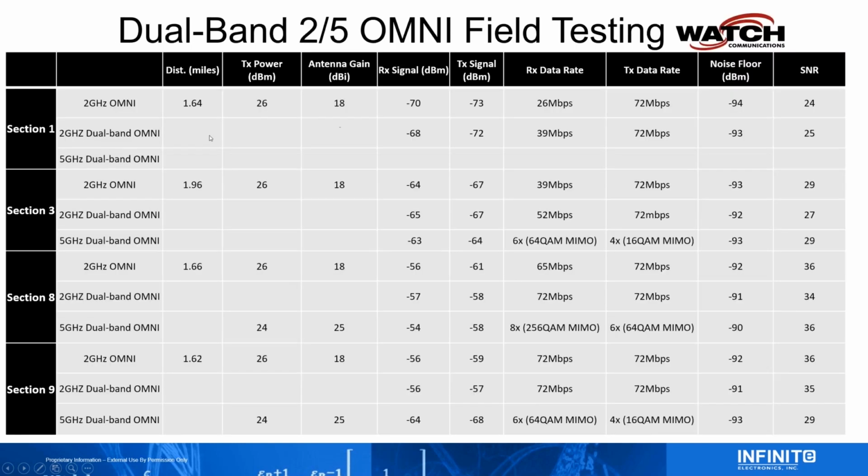And this is just some metrics. We don't really need to go over this, but it just kind of shows that here's the 2 gig Omni. Let's just look at section 8 here. 2 gig Omni at minus 56, minus 61 transmit receive. And once they replaced it with dual band, they're very similar strength here, minus 57, 58, 54, 58, and they're able to have their high modulation rate on each frequency.